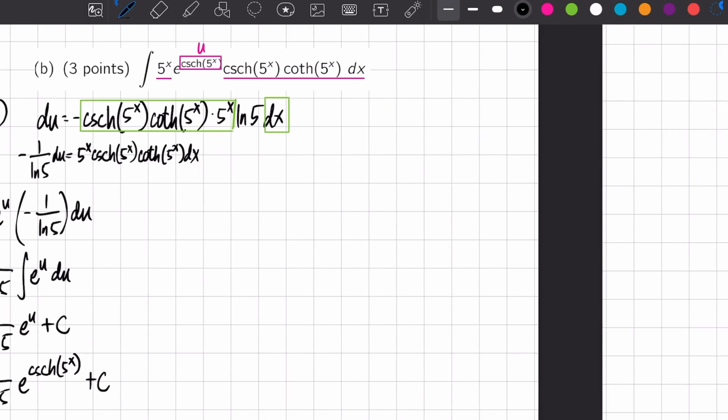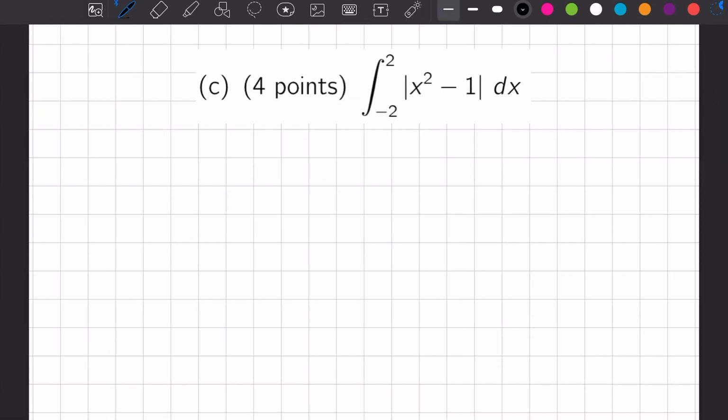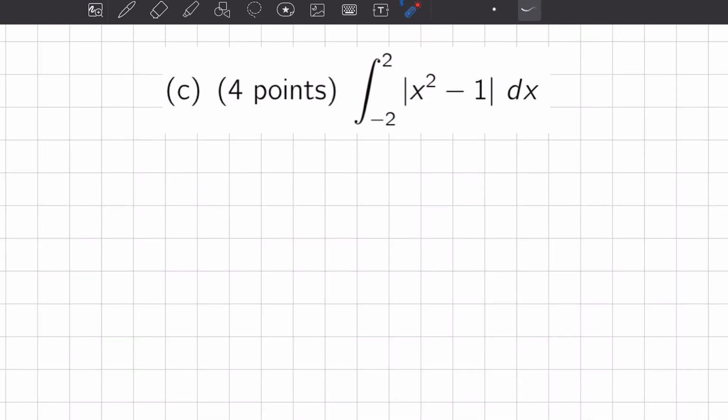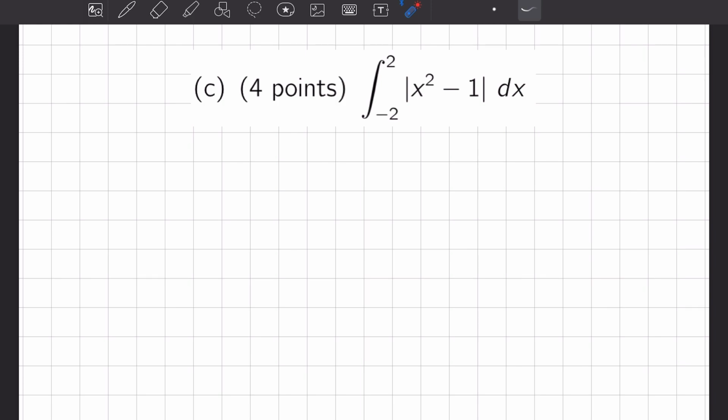Okay? For the third problem, we have the integral of the absolute value of x squared minus 1 dx as x goes from negative 2 to 2. One good thing here is that our bounds are just the negative of each other. And if we are lucky, in case this one is odd or even, we can simplify our integral. So first, let's check if the integrand is odd or even.